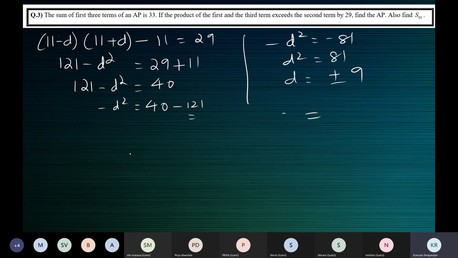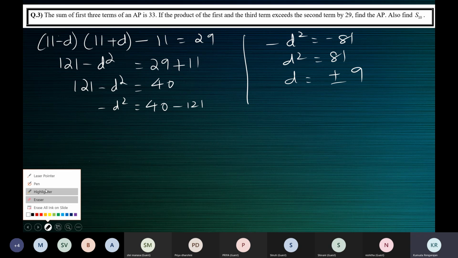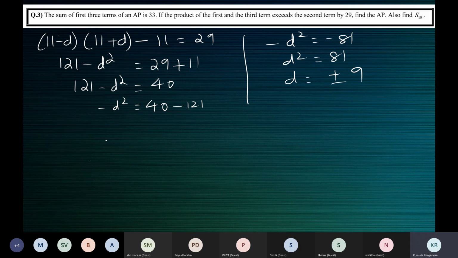So now, what's the expression for a? What was the expression for a, children? I cleared the screen. I don't know. What's the expression for a, class? Don't waste time. What is a? 11 minus something. 11 plus d. What was that?